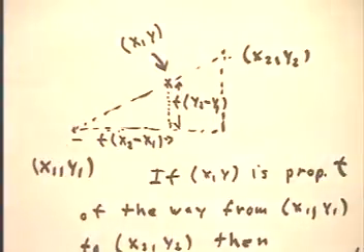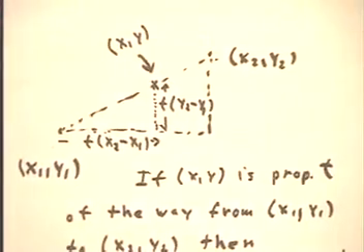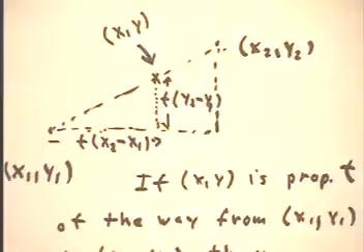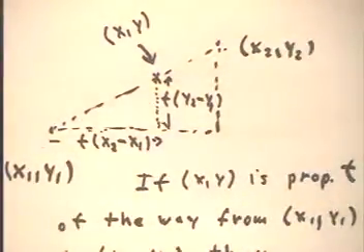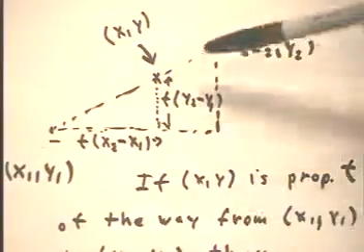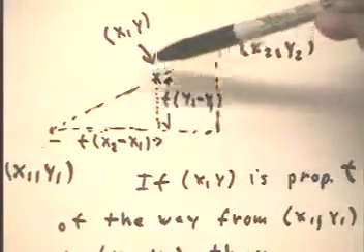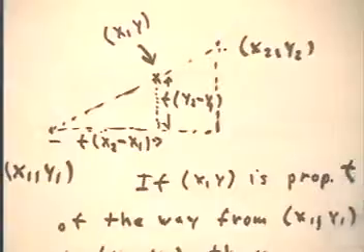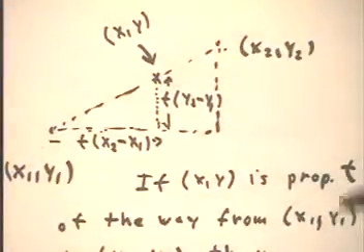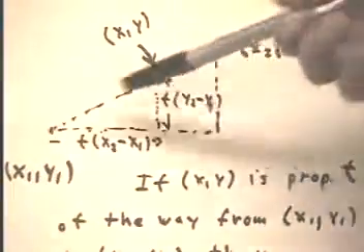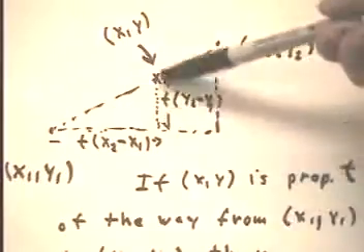The next thing we're going to talk about is parametric equations. Now we're going to return to something that we've already done. If we have points x1, y1 and x2, y2, and we want to find the condition for a point x, y to lie a proportional distance t of the way from x1, y1 to x2, y2, we're going to construct the fundamental triangle in the similar triangle here.